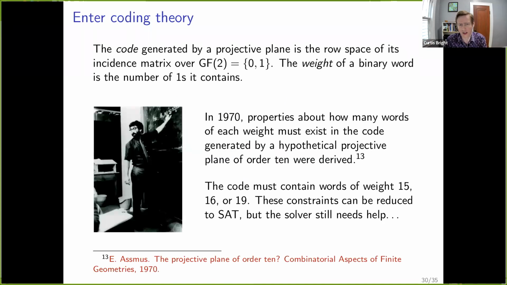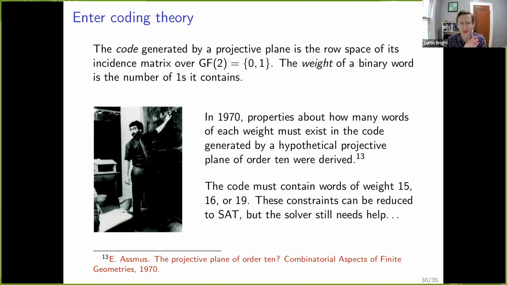So now let me just give you a sense of the mathematics behind the problem. This is absolutely beautiful mathematics. The way it just works out is gorgeous. And it's based on coding theory. So what you do is you take this hypothetical projective plane of order 10. Say it exists. You're going to have a 111 by 111 binary matrix. You can take the row space of that matrix modulo 2. You take the row space of this huge matrix over GF(2), and you get a set of binary vectors. The weight of a binary vector is the number of 1s in it.